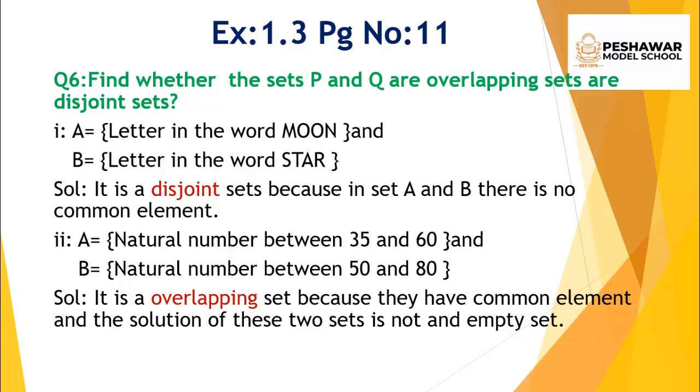So it means there are some numbers that are common here: 51, 52, 53, 54, 55, 56, 57, 58, 59. So at least one element is common here. So it is an overlapping set and its intersection is not an empty set. And A is not a subset of B and B is not a subset of A. It satisfies the condition of an overlapping set. It is an overlapping set because they have a common element and the intersection of these two sets is not an empty set.